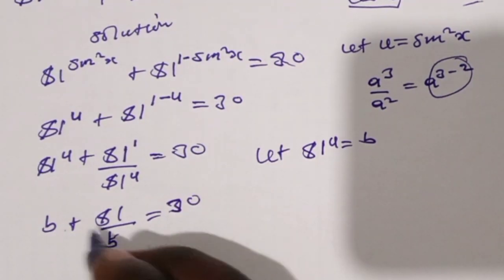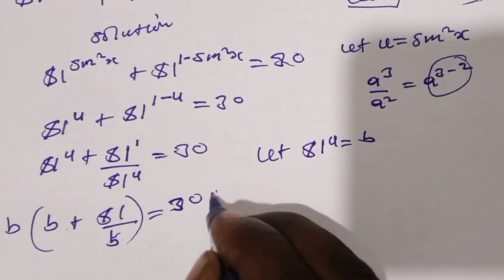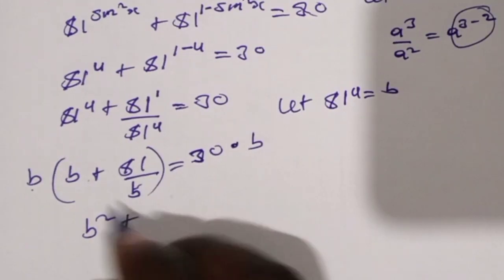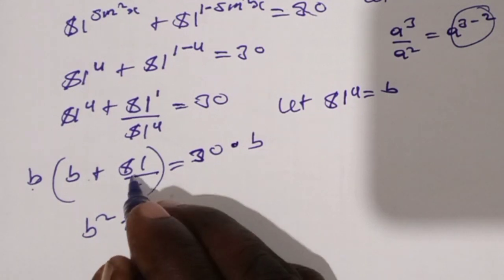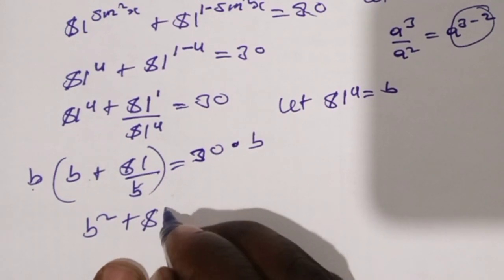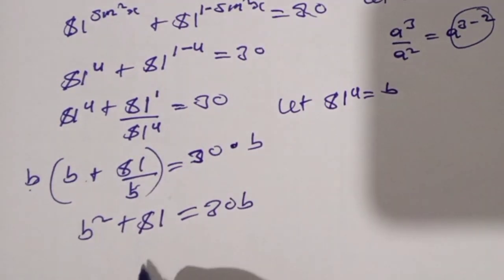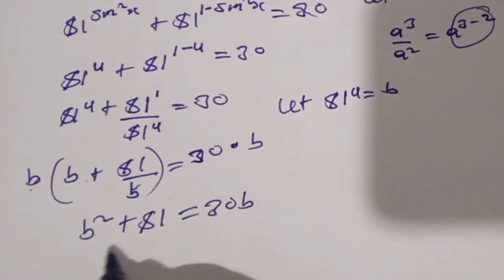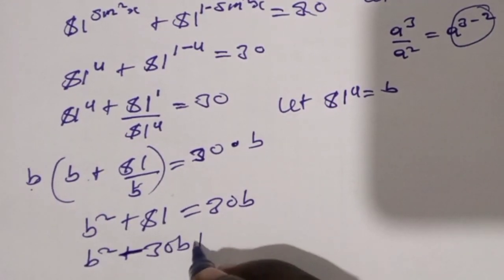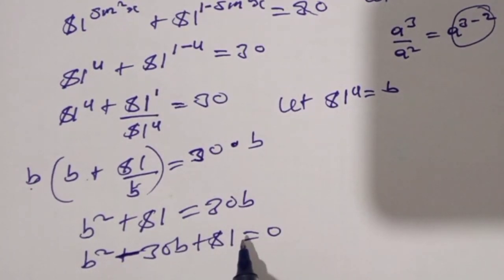Then here you are going to multiply both sides by b. So b times b is b squared, plus then this b and this b will cancel, we will remain with 81, which is equal to 30b, right? Then here let's make this equation to be in standard form, which is b squared minus 30b, right? Then plus 81, which is equal to 0. And this is a quadratic equation.